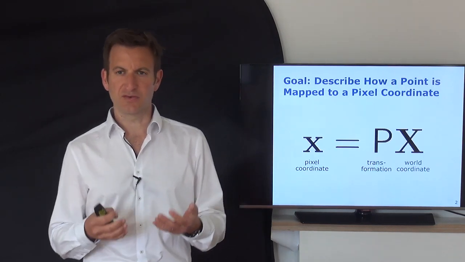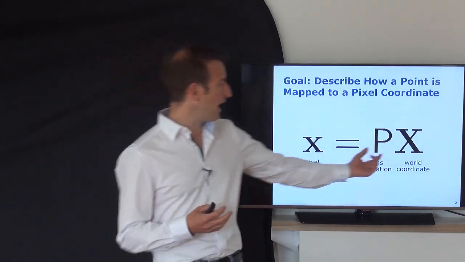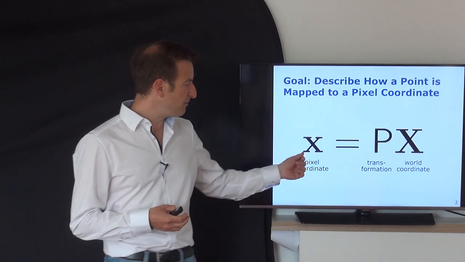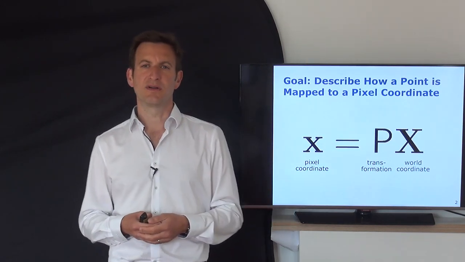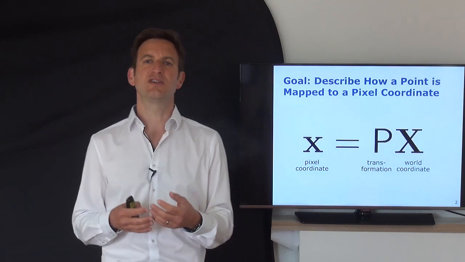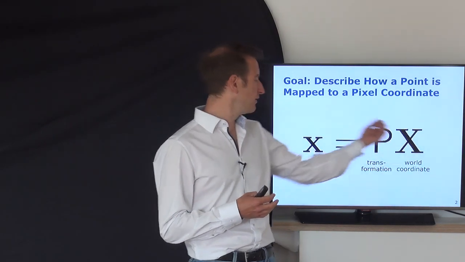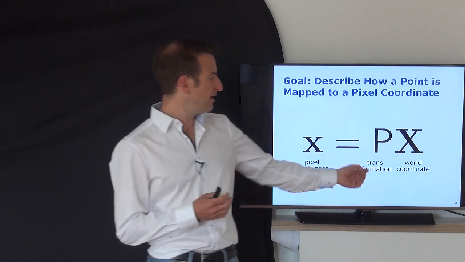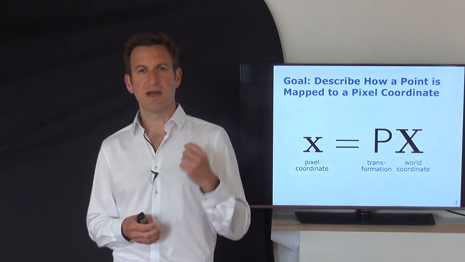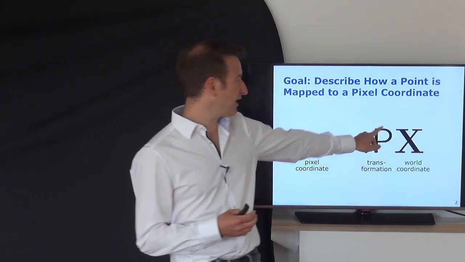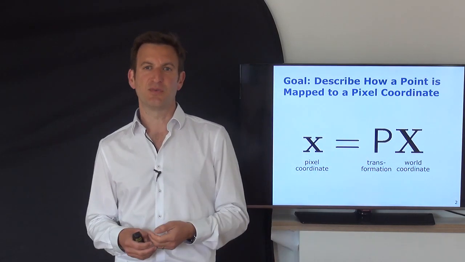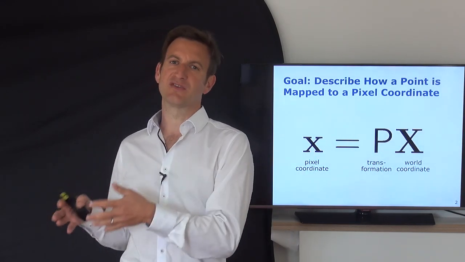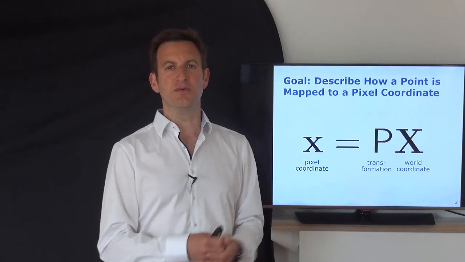So it's all about describing the following mapping. We have a point in the world, a 3D point with an x, y, z coordinate, and we have a pixel coordinate with an x, y coordinate in the image. And the question is, how do we actually get from this 3D world coordinate onto this 2D pixel coordinate? This is encoded in this transformation matrix P. What we want to do today is try to understand what's inside P and which parameters we need to know in order to write that down in mathematical form, which then allows us to do this mapping from the 3D world to the 2D image.